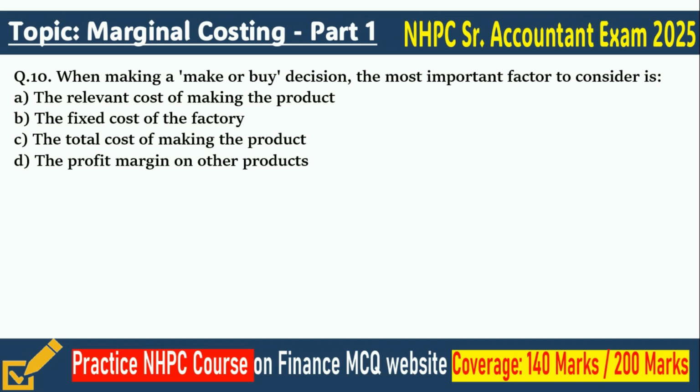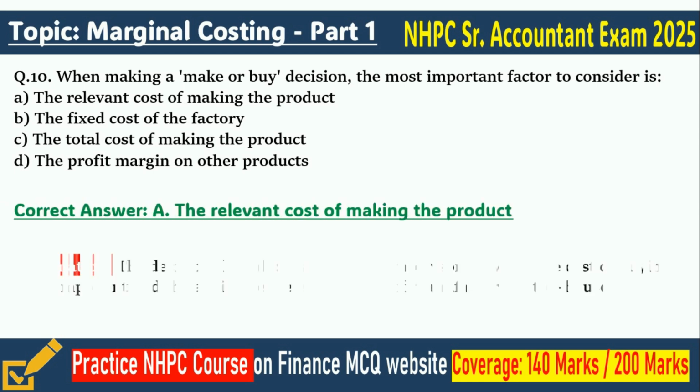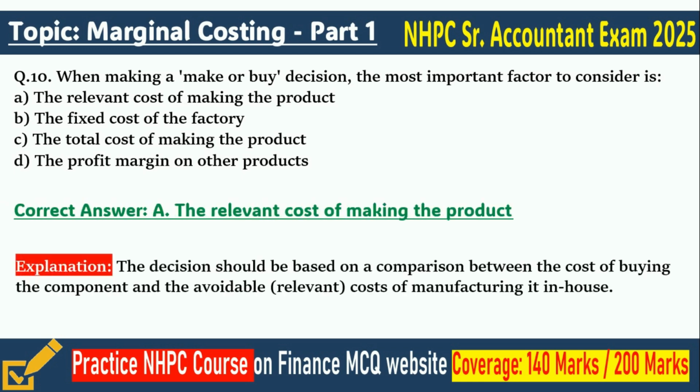Here we are referring to make or buy decisions. So the relevant cost will be very important here. So the correct answer will be option A. So friends, the decision should be based on a comparison between the cost of buying the component and the avoidable relevant cost of manufacturing it in house.